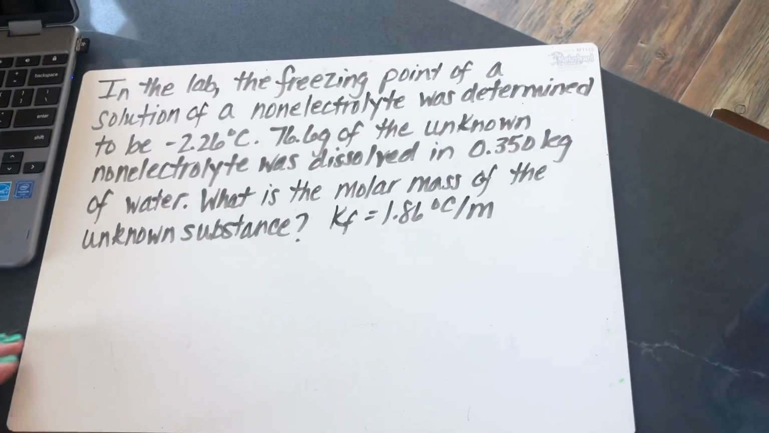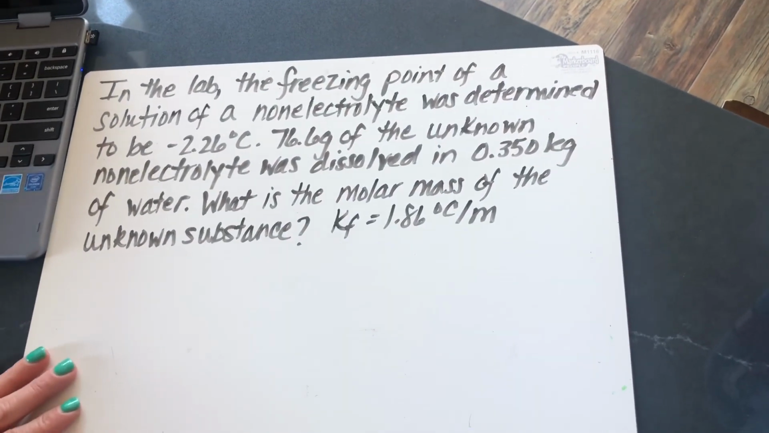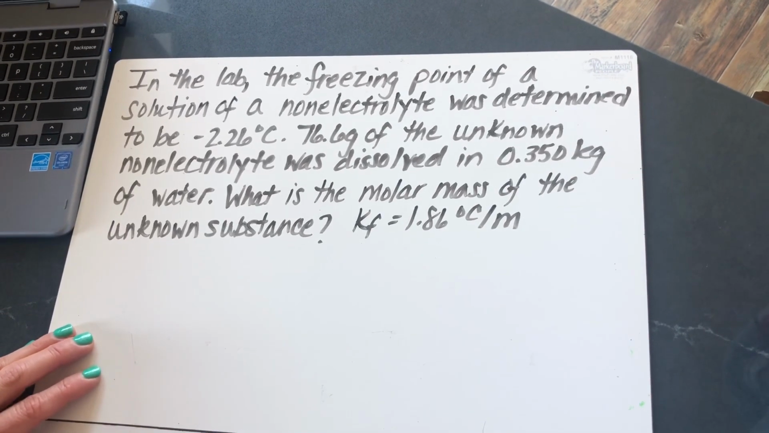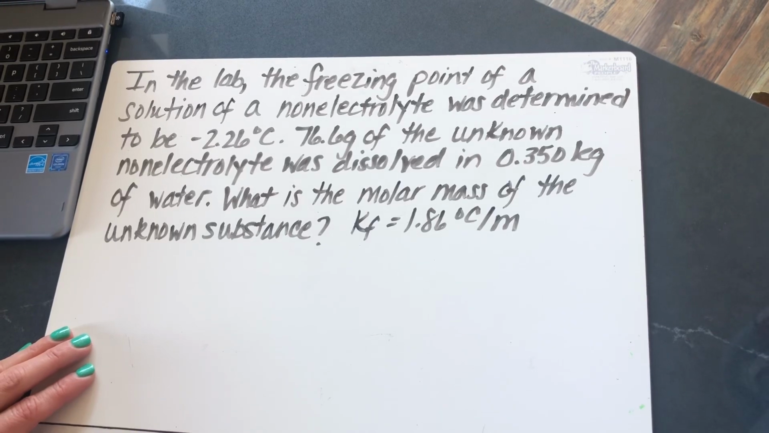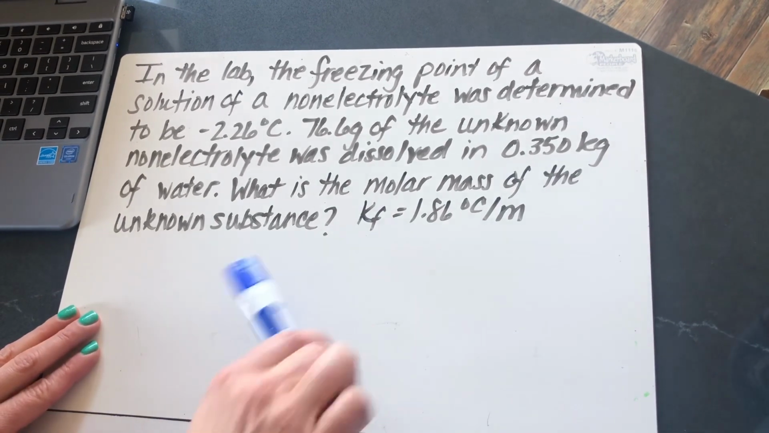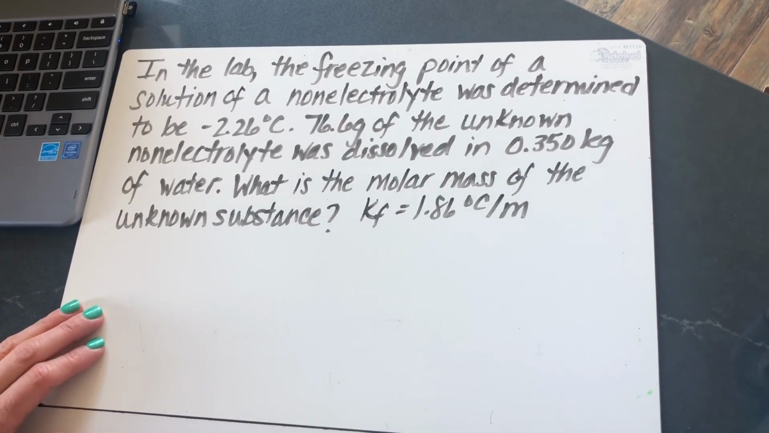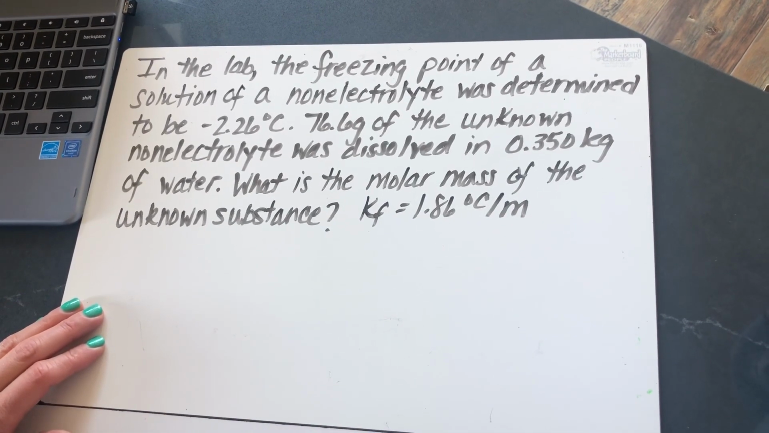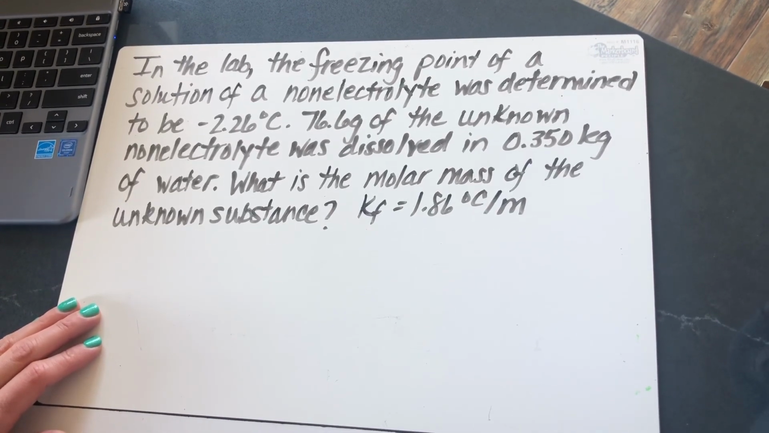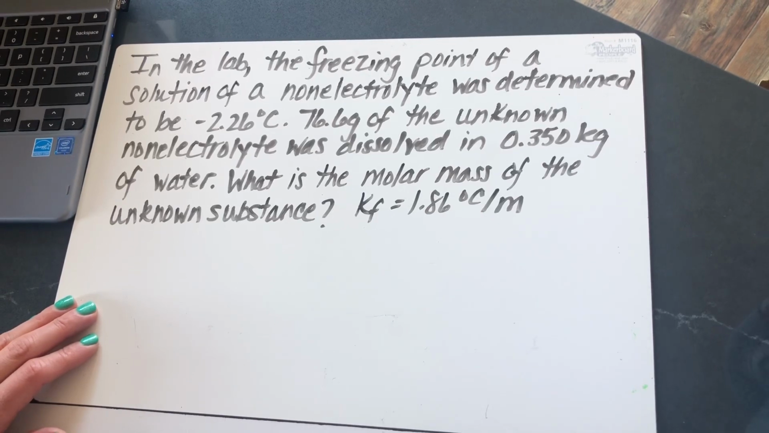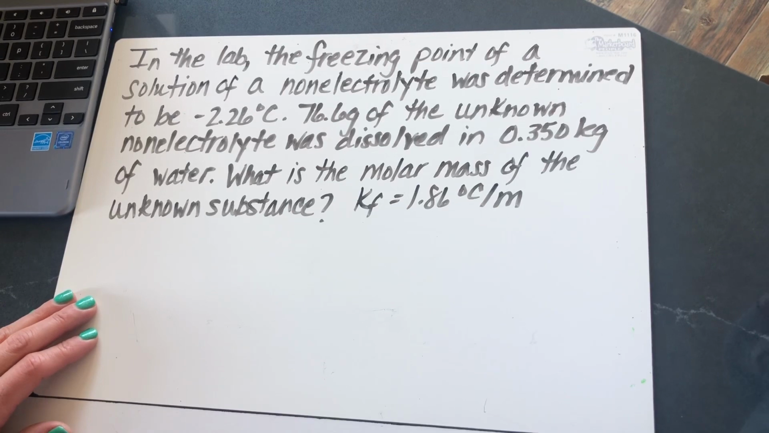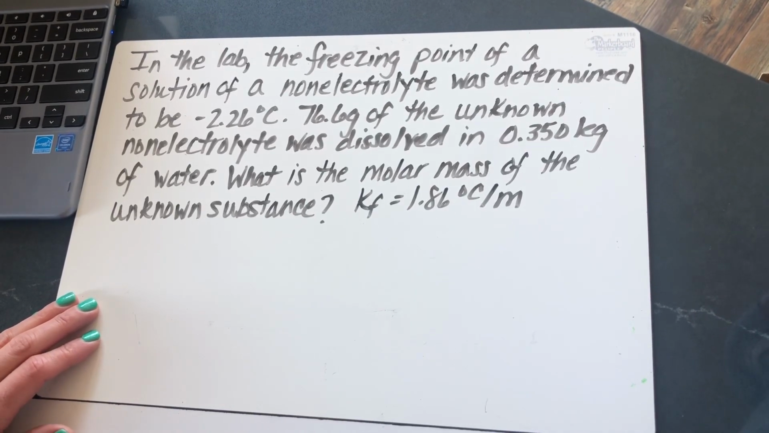All right, so we're going to do a problem now where you have to find the molar mass of an unknown substance based on the colligative property of either freezing point depression or boiling point elevation. This one is a freezing point problem. This is also the problem that you have in your notes. So in the lab, the freezing point of a solution of a non-electrolyte was determined to be negative 2.26 degrees Celsius. 76.6 grams of the unknown non-electrolyte was dissolved in 0.350 kilograms of water. What is the molar mass of the unknown substance?